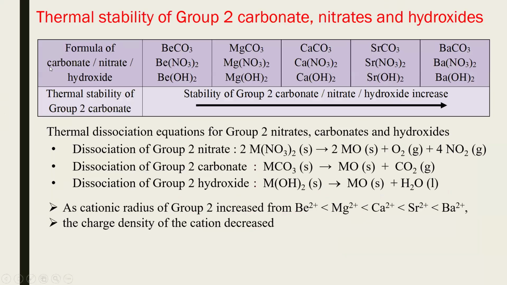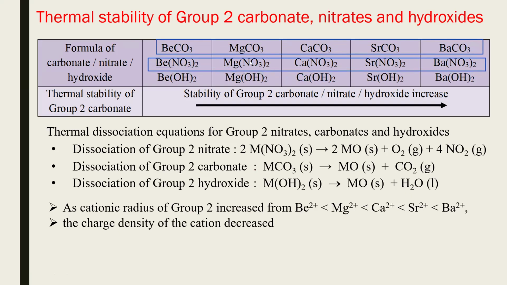So let's start off with the thermal stability of group 2 carbonate, nitrate, and hydroxide. Here are the formulas of the carbonates: BeCO3, MgCO3, CaCO3, SrCO3, and BaCO3. And these are the formulas for the nitrates, with the general formula M(NO3)2. And finally, the formula for the hydroxide has the general formula M(OH)2.